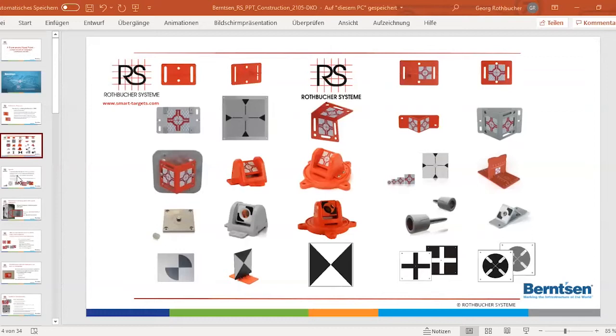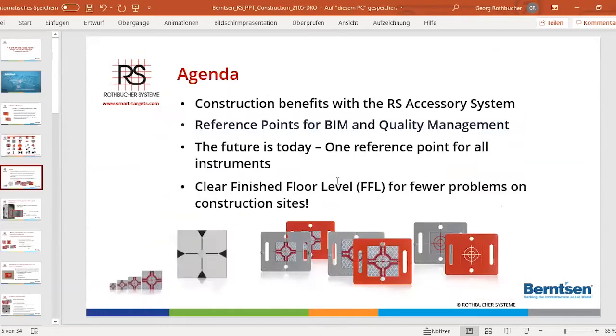So today, the first thing I want to show you is BIM. Everyone is talking about BIM here in Europe. We use these targets a lot for BIM because we want to have one target for all trades and one target for all instruments on site. So this is a communication system for all trades. Everyone uses the same heights, the same axis, the same XYZ coordinates.